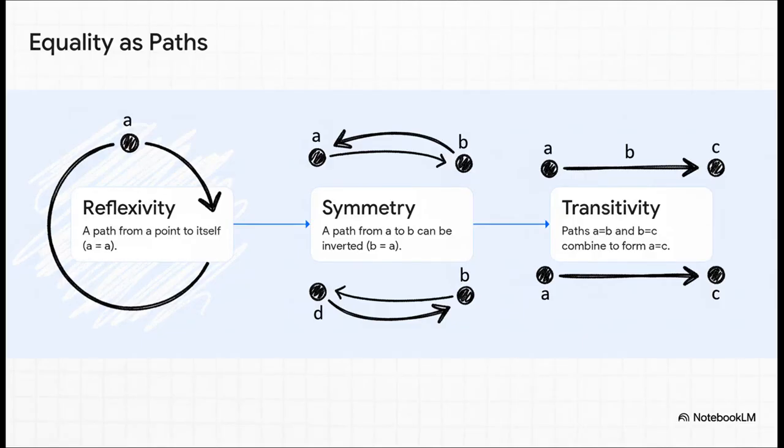And what's so cool about this is that it doesn't break the old rules of equality. It actually makes them way more intuitive. Think about it. Reflexivity, the idea that A always equals A, well, that's just a path that starts at a point and loops right back to itself. Easy. Symmetry. If A equals B, then B equals A. That just means any path you can walk one way, you can also walk back. And transitivity? If you have a path from A to B and another from B to C, you can just stick them together to get a path from A to C. The abstract rules suddenly become visual common sense.